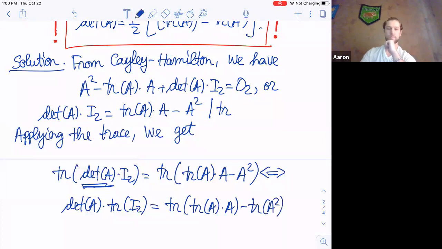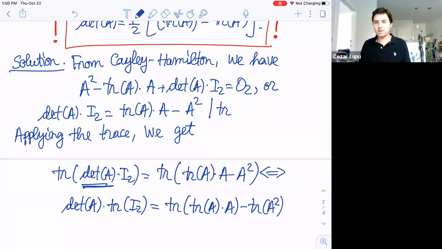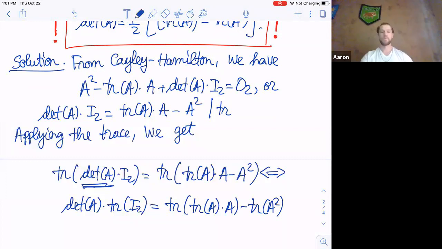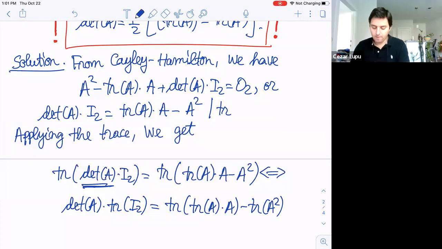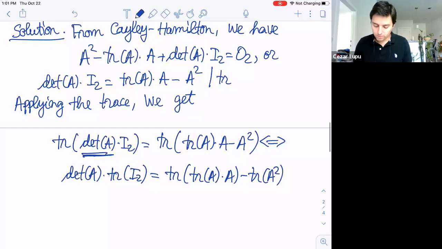Hey, Cezar? Yes. So you're just saying one of the properties of trace is that it's a linear operator? Yes, exactly. It's a linear operator, so it takes the constant outside, and it's additive. Correct. And now this would be equivalent to what?